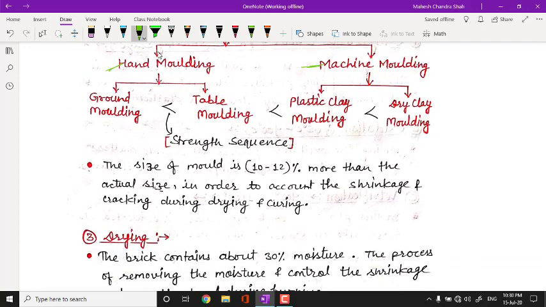The quality which comes out from the machine molding is very good. It is also showing the strength sequence here. Ground molding is less than table molding, and table molding is less than plastic clay molding, and it is less than dry clay molding. In the machine molding we get the dry clay. The size of mold should be 10 to 12% more than the actual size in order to account for the shrinkage and cracking during the drying and curing of brick.